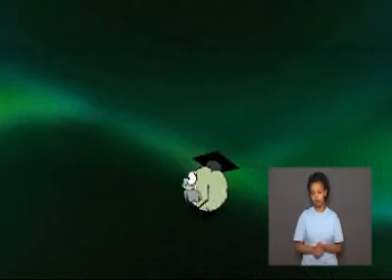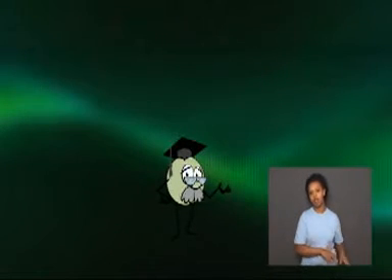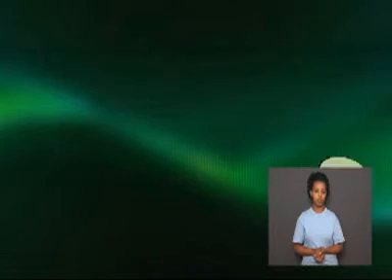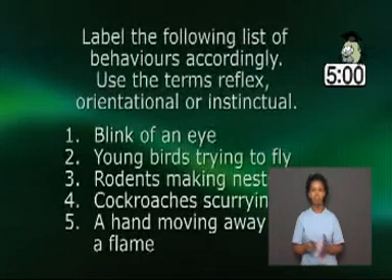Students, let us review the three types of innate behavior with an activity. You will see a list of behaviors on the screen. For each behavior, determine if it is a reflex action, an orientational behavior, or an instinctive behavior. You may begin now. Students, let's get ready. Begin.